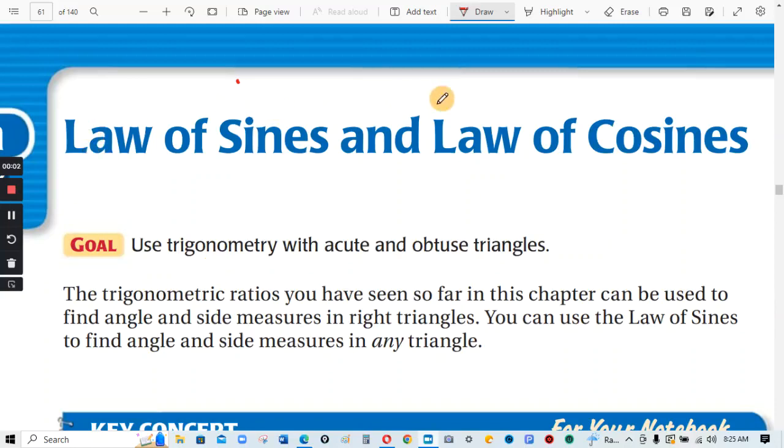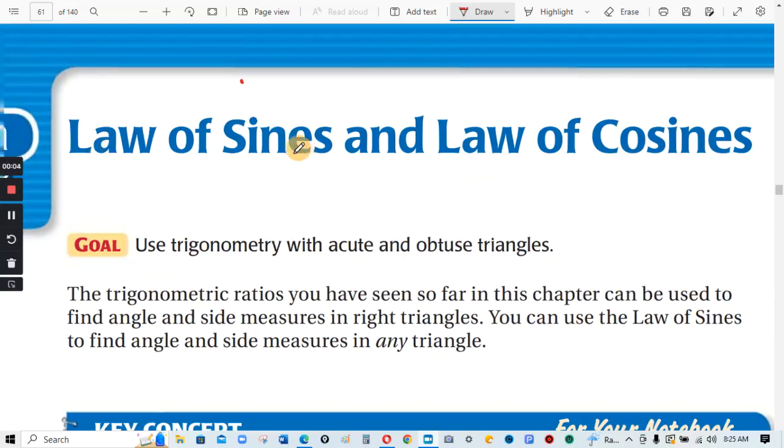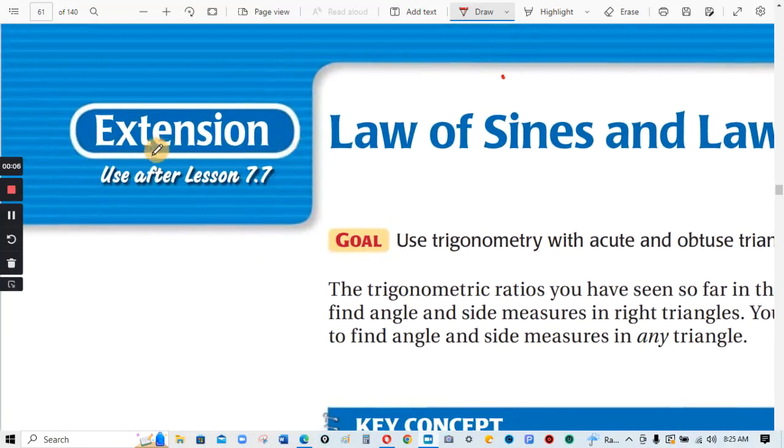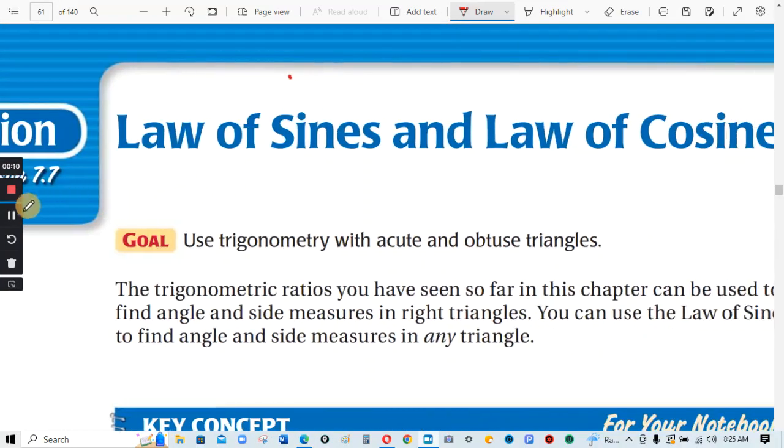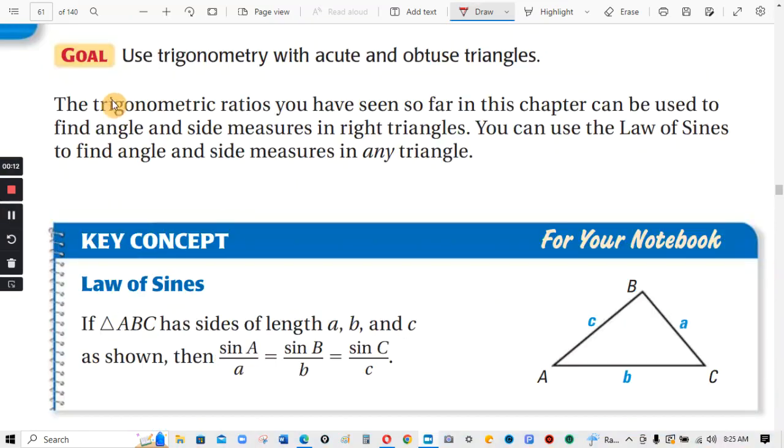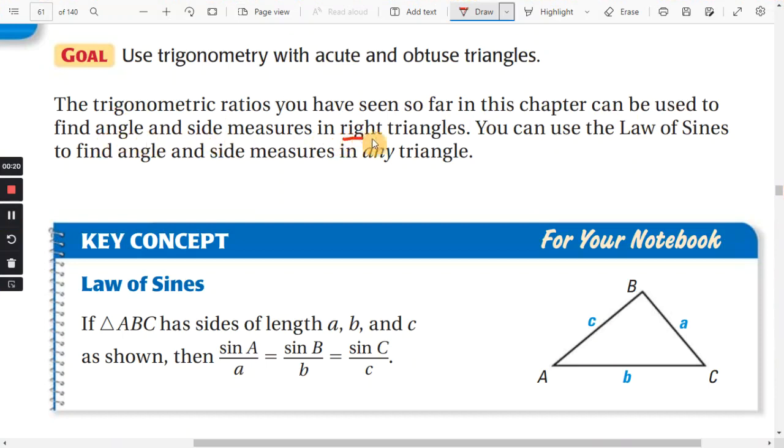Law of sines and law of cosines. This is just an extension of chapter 7.7. So the trig ratios you have seen so far in this chapter can be used to find angle and side measurements in right triangles. You can use law of sines to find angle and side measures in any triangle. Okay, so it doesn't have to be a right triangle.